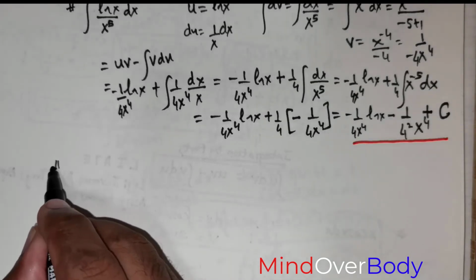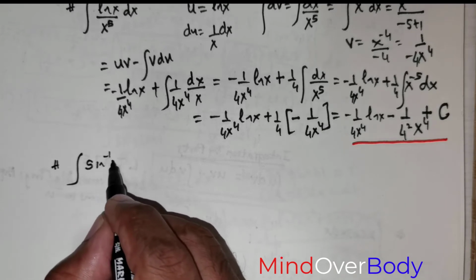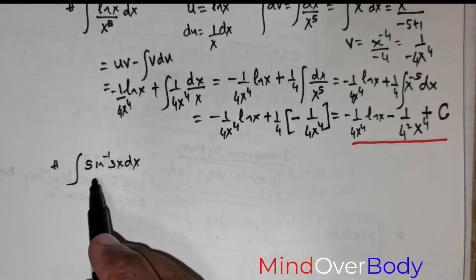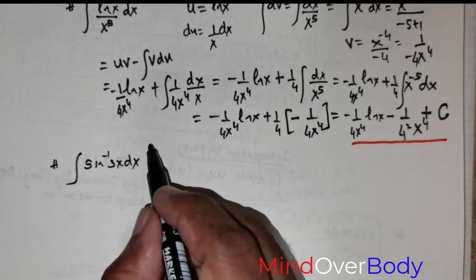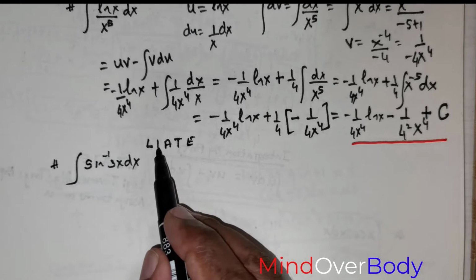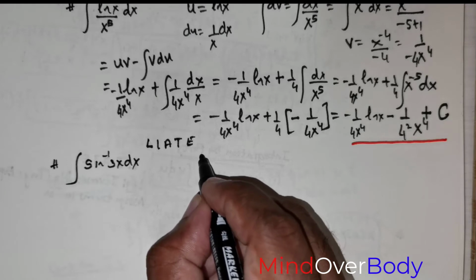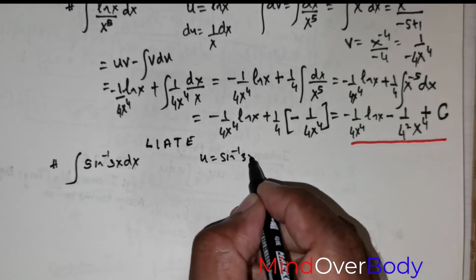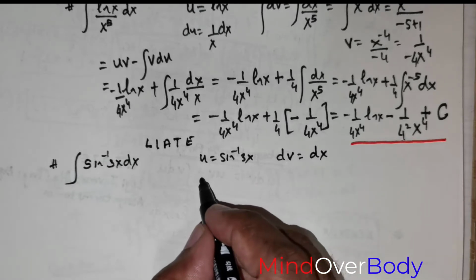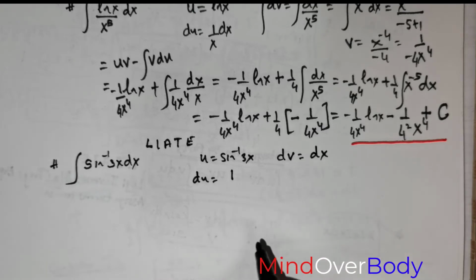Students, we are given this question: the integral of sine inverse of 3x times dx. So we are expected to use integration by parts. Now I will start off with the formula, the LIATE principle. So this is an inverse function. I will take u to be equal to sine inverse of 3x and my dv to be equal to dx. Differentiating this would give me du is equal to the differential of sine inverse of x, which would produce 1 over root of 1 minus x squared.